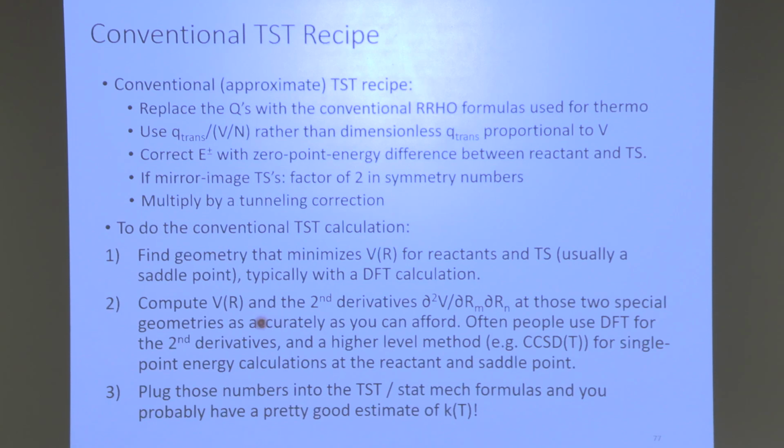And usually we use the best possible method we can afford, most commonly coupled cluster, to get the single point energy of the barrier. Because the barrier height's a really important number. It comes in the exponent, like EA. And so if you really don't want errors in the exponent, it really makes big errors. So most commonly people would use coupled cluster. And there's other high-level methods you could try. And then you just plug all those numbers into this formula, and boom, you have a rate.